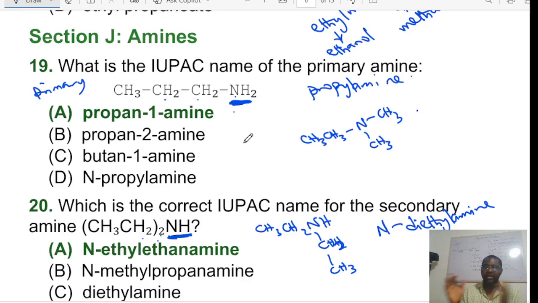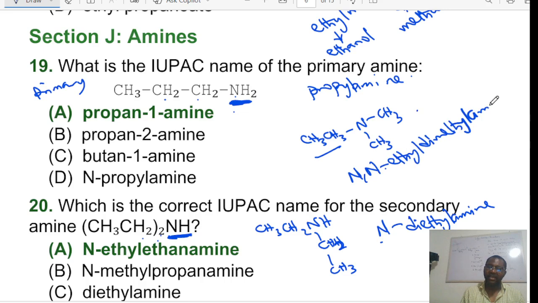Ethylamine, propylamine, butylamine, and so on and so forth. Where you have secondary, you should have N like this in naming it. And where you have tertiary, you should have NN in naming it. Like this one now is going to be NN. Then this one should come before alphabetically. Ethyl, then dimethylamine. Yeah, that's how you name secondary and tertiary amine.